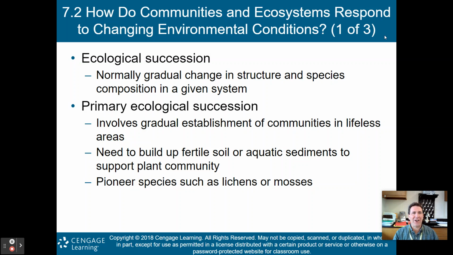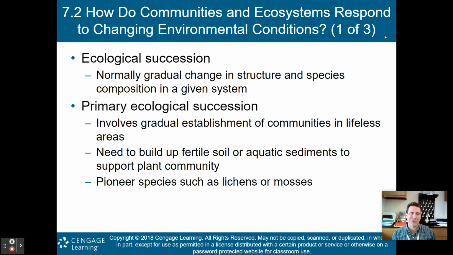So starting off here, how do communities and ecosystems respond to changing environmental conditions? Well, we call it ecological succession. That's how they respond. Ecological succession is the normally gradual change in structure and species composition in any given system. So there are two types of ecological succession you're going to have to know about for this class. The first is primary and the second is secondary.